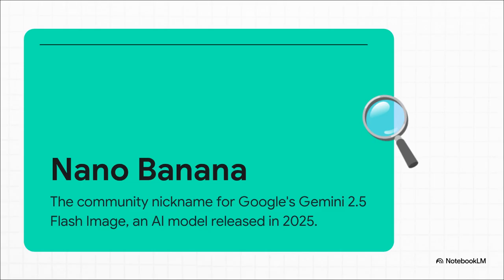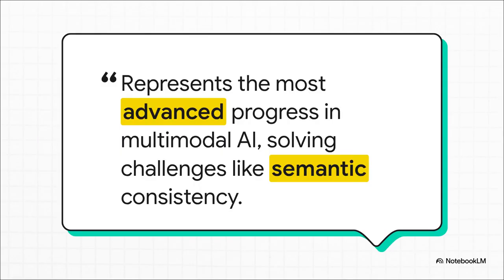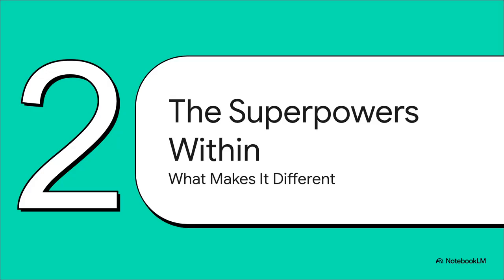It's that simple. And look, this isn't just marketing hype. This is the real deal. What makes this model so important is that it solves some of the biggest, most annoying problems we've had with AI image generation for years. Like semantic consistency, that's just a fancy way of saying it can actually keep a character looking like the exact same character from one image to the next. And precise control, that means you can tell the AI, hey, change this one little thing, and it actually does it. It listens.